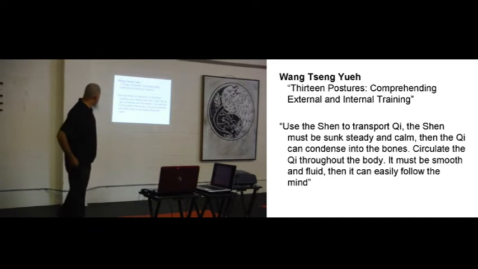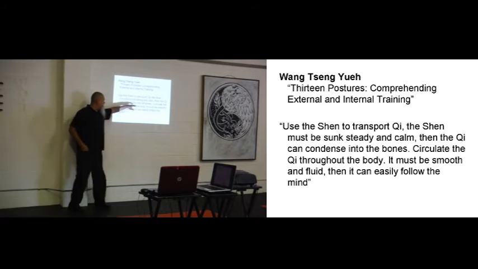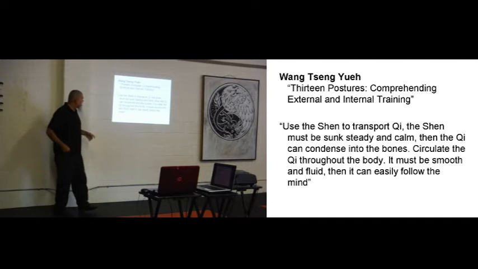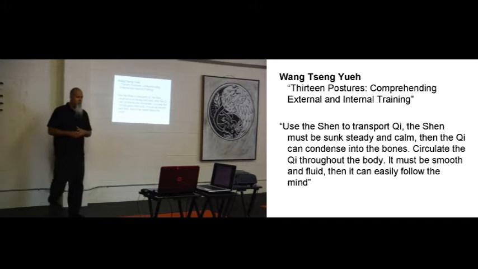Another quote for you. Use the shin to transport qi. The shin must be sunk, steady and calm, then the qi can condense into the bones. Notice here we get, again, through the ages, this connection between these Qi Gong practices and something to do with our bones. Circulate the qi throughout the body. It must be smooth and fluid, then it can easily follow the mind.